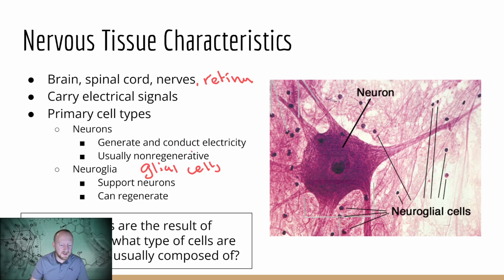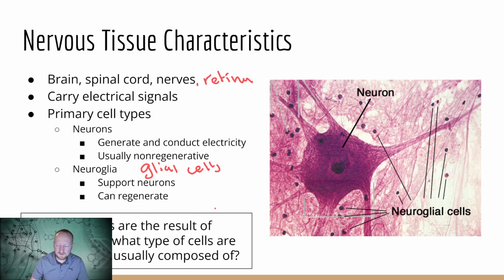So our neurons are doing the heavy lifting. Our glial cells are kind of supporting those neurons. Neurons, usually when you damage them, almost always they're non-regenerative. So we're not gonna fix dead neurons, whereas glial cells, they can regenerate.